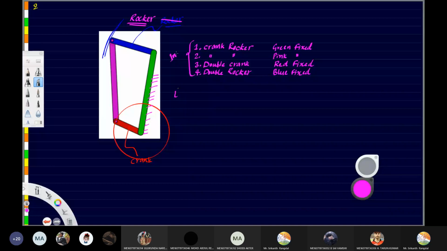So how many inversions did we get here? We got four inversions, right? And how many links did it have? It had four links. Okay. So if you are given any mechanism and asked how many inversions can be created from it, we can say the number of inversions will be equal to the number of links. If we have four links, we will have four inversions. If we have three links, we will have three inversions and so on.